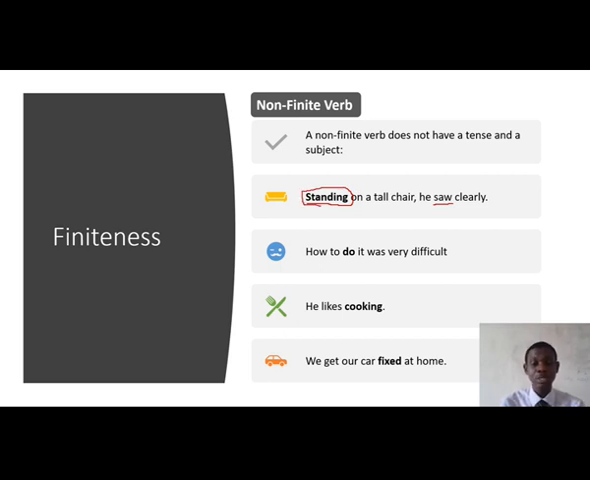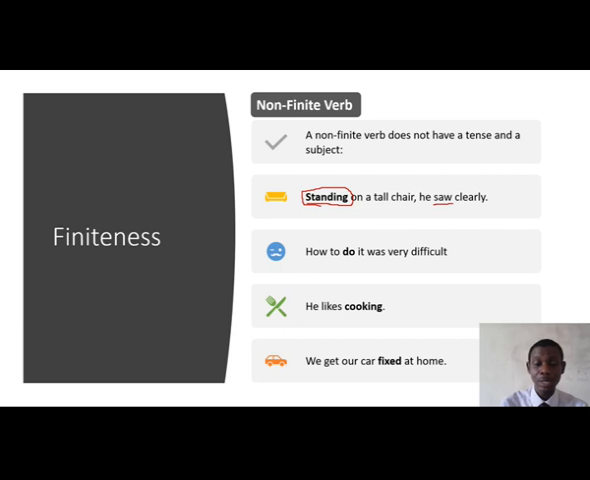So let's go to the next one. We have how to do it was difficult. What we have here is in past tense because of was. Then we have another verb, do. Can we say this do is a finite verb? Is there a subject there? Who do? Nobody. There is nobody carrying out this action. Okay, and then we have was that has a subject it.